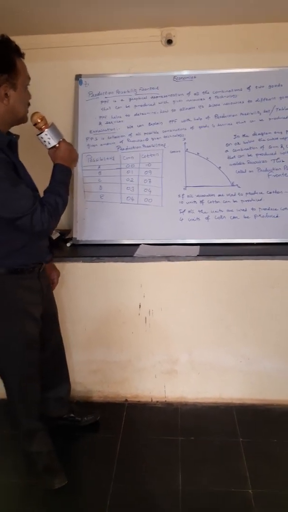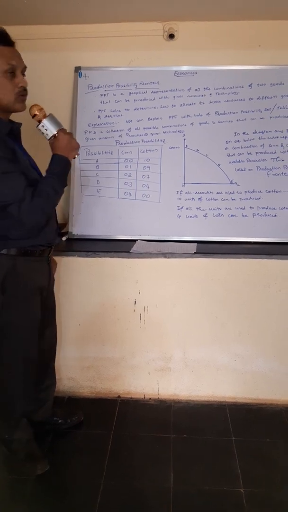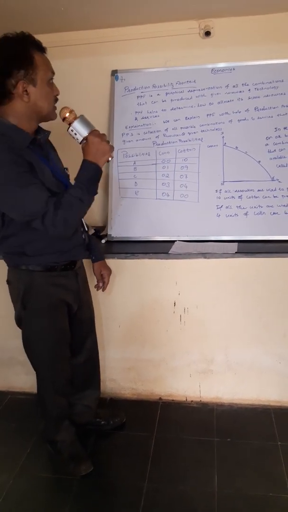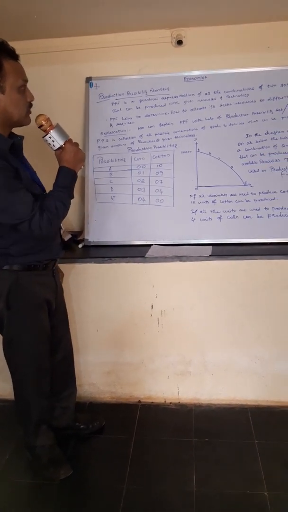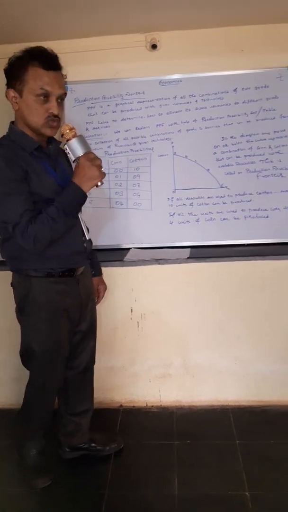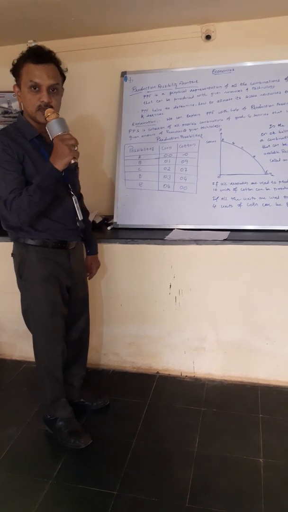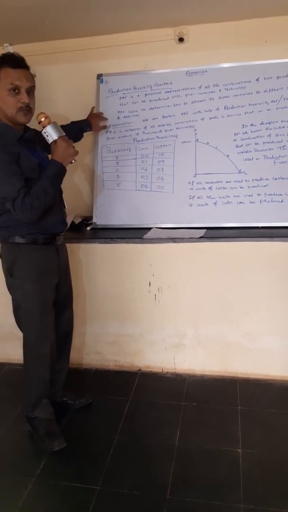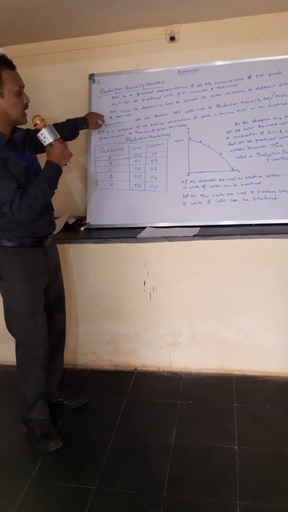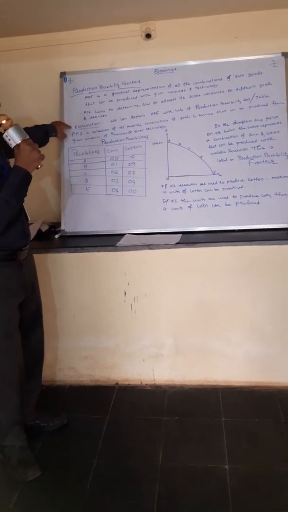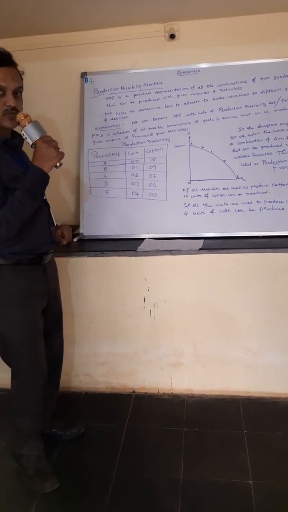So, what do you mean by PPF? The PPF, or production possibility frontier, is a graphical representation of all the combinations of two goods that can be produced with the given resources and technology. And PPF helps us to determine how to allocate the scarce resources to different goods and services.